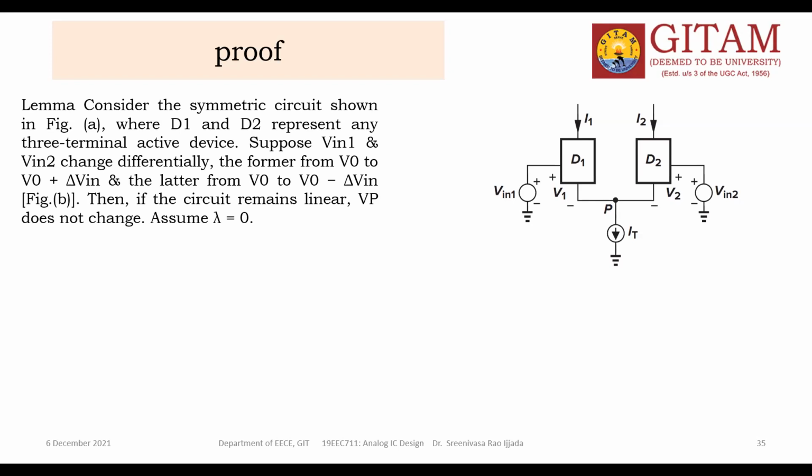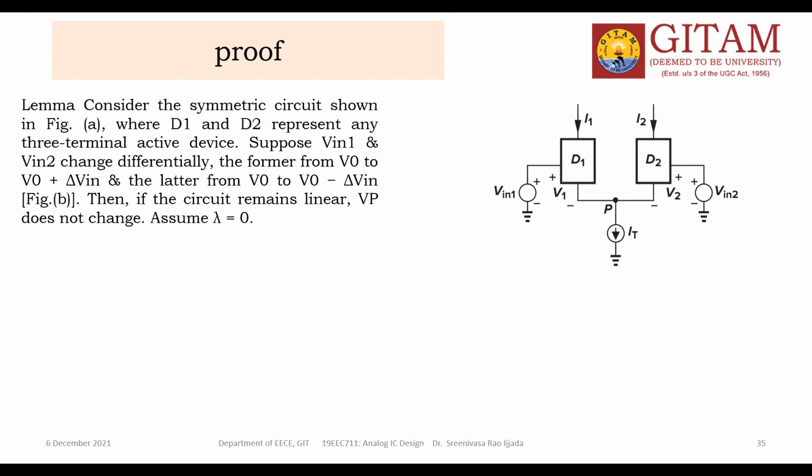V0, of course, is the initial voltage. So from that value, how much is this changing? Let us say at Vin1, the initial voltage is V0 and the change in voltage is V0 plus delta V. And this is the value from the other, from V0 to V0 minus delta V. So up, down.